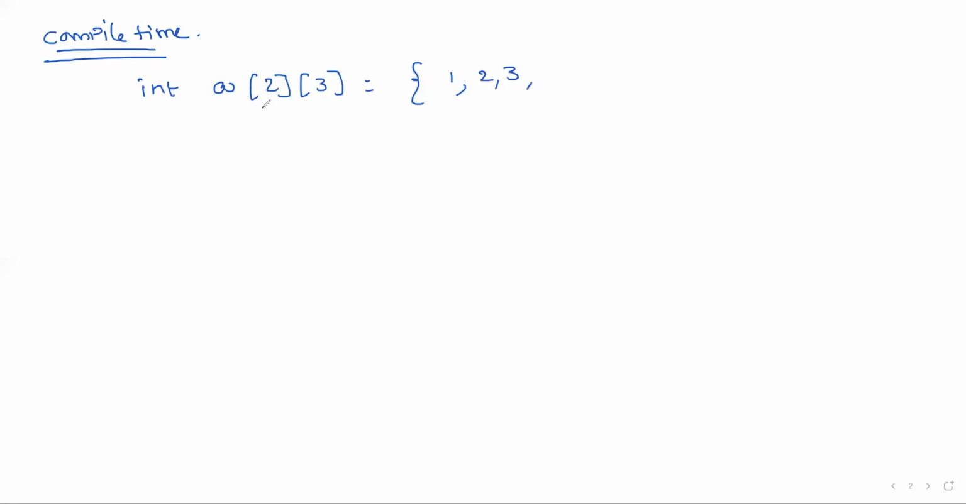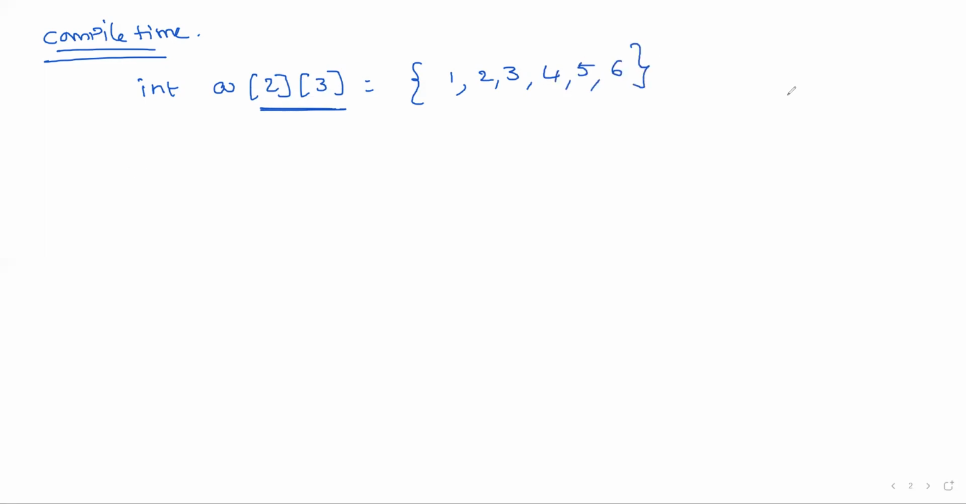It is very easy. First we will move to compile time initialization. Int a[2][3]. That means a matrix, 2 rows and 3 columns. Suppose assign the values like this: 1, 2, 3. How many number of values? 2 rows, 3 columns, in the sense 2 into 3. 6 values are to be assigned: 1, 2, 3, 4, 5, 6.